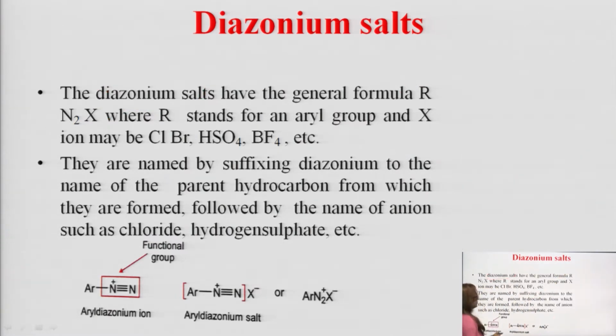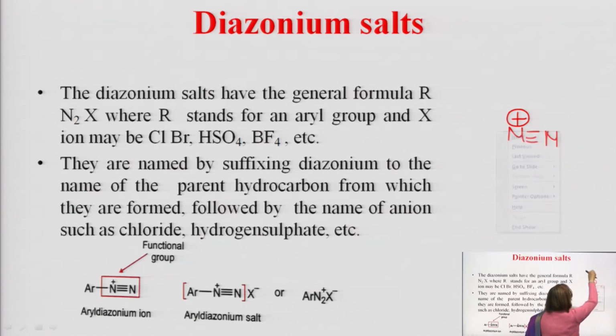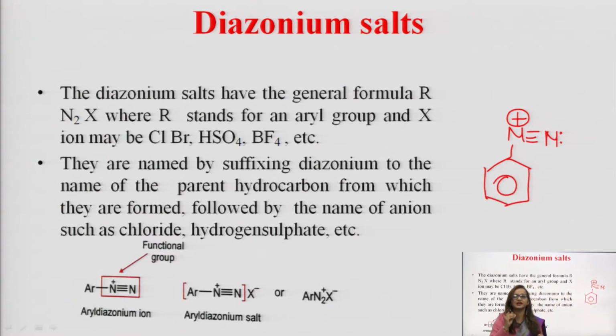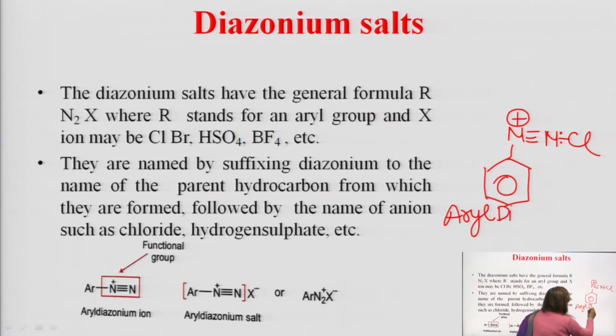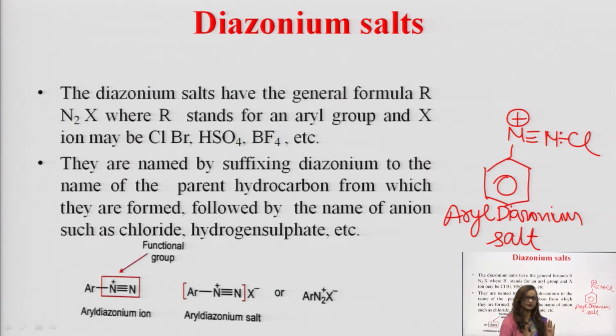Again, you can see what diazonium is. N triple bond N, in which one nitrogen has a positive charge, and one has a lone pair of electrons. This is diazonium. If it gets attached to any aromatic ring, then it becomes aryl diazonium. And if any anion comes and attaches to it, then it is aryl diazonium salt. Why is it a salt? Because it has one anion. Got it or not?